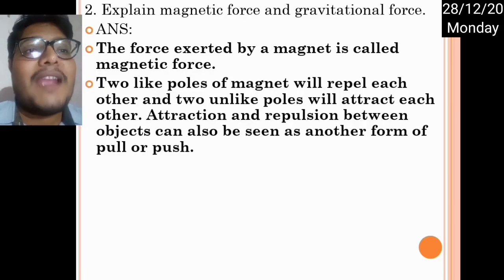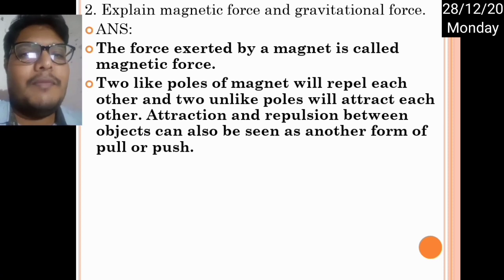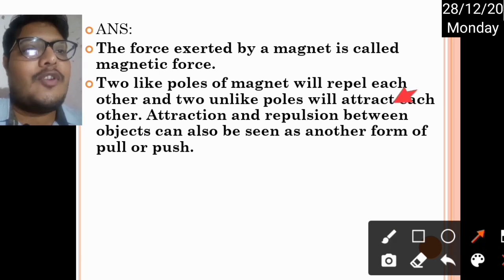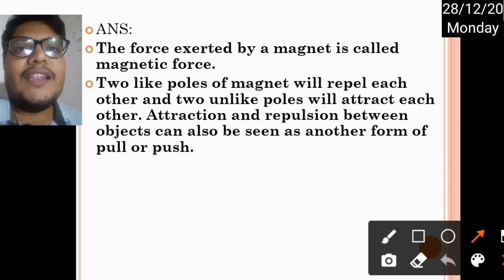Second point. Two like poles of a magnet will repel each other. Two like poles means north and north, or south and south, will repel each other. And two unlike poles, means north and south, will attract each other. Attraction and repulsion between objects can also be seen as another form of push or pull. Means if you are talking about attraction, it means they are pulling each other. Now if you are talking about repulsion, it means they are pushing each other away.